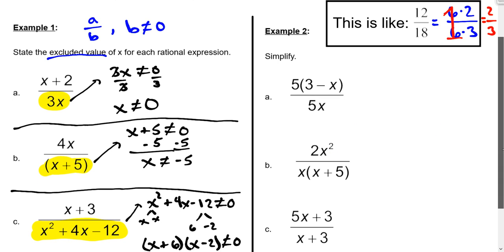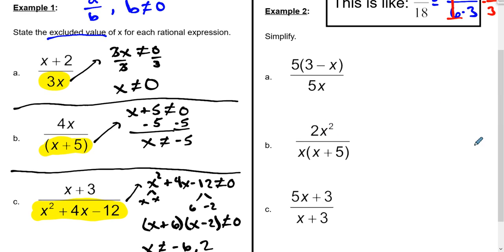So let's start taking a look at these three in example 2. These are all simplifying, okay? Maybe we'll also identify excluded values, but at the very least, we're going to just simplify. If I take a look at the first one, I can see the numerator has already been partially factored because I've got this 5 on the outside. Then I have a binomial expression of 3 minus x. In the denominator, I have 5x, which we should realize is really 5 times x.